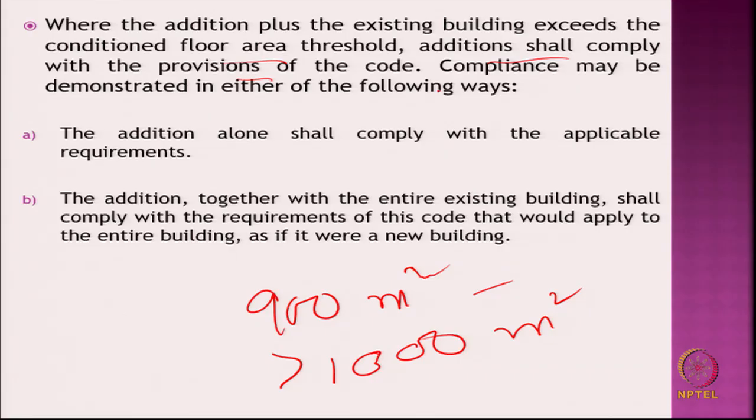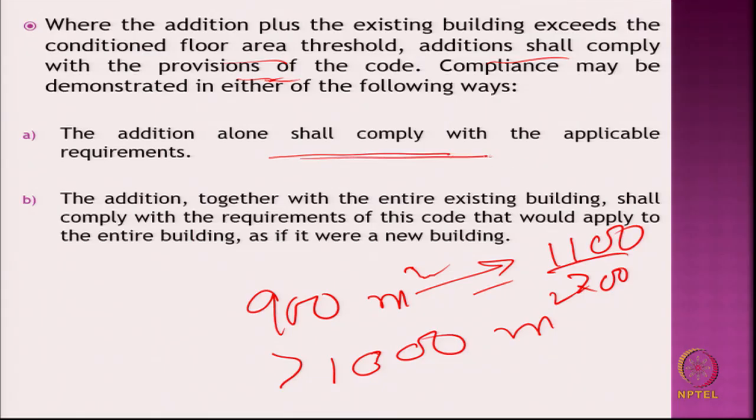Because we said that the minimum is 1000 square meters, if the floor area is less than 1000 square meters, then I may not apply this code. But if it is now more than that after addition, then the addition shall comply with the provisions of the code. Whatever you have added, 200, maybe made it 1100, let us say. So, that 200 square meters, that additional part, must comply with the requirements of the code. The addition alone shall comply with the applicable requirements.